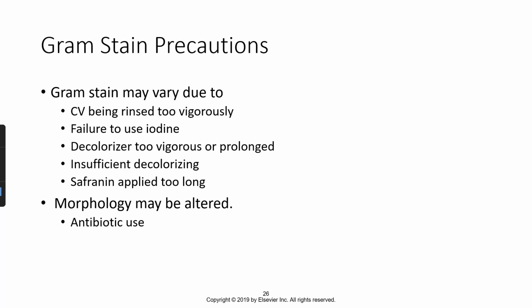And the morphology may be altered if the patient was put on antibiotics. So obviously antibiotics are going to kill bacteria. If they start on antibiotic treatment, the bacteria may look a little weird under the microscope. They may look like different shapes. They may look unhealthy. They may have broken open. So they may have a whole bunch of weird things going on with them. So that's just something to consider. You want to know whether the patient's been put on antibiotics or not.